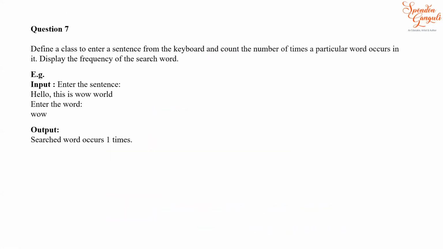Next question: define a class to enter a sentence from the keyboard, and count the number of times a particular word occurs in it. Display the frequency. Example: hello, this is wow world. Enter the word wow. The searched word occurs one time. It should be times.